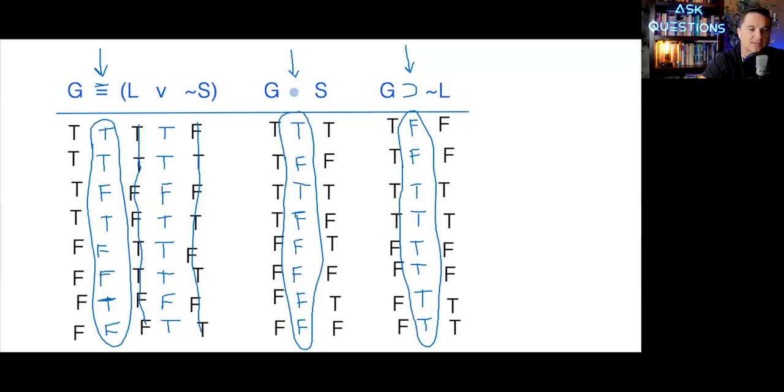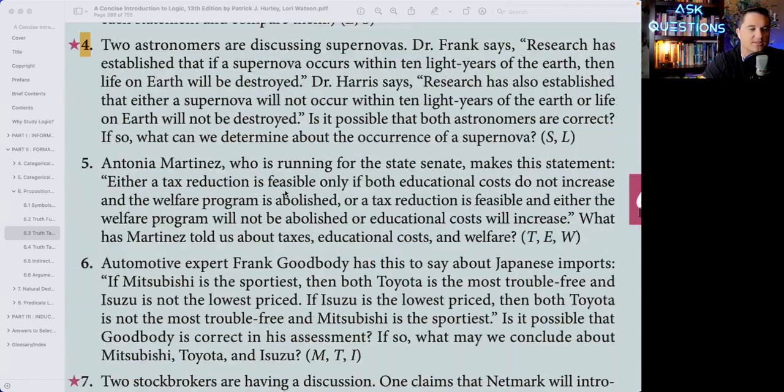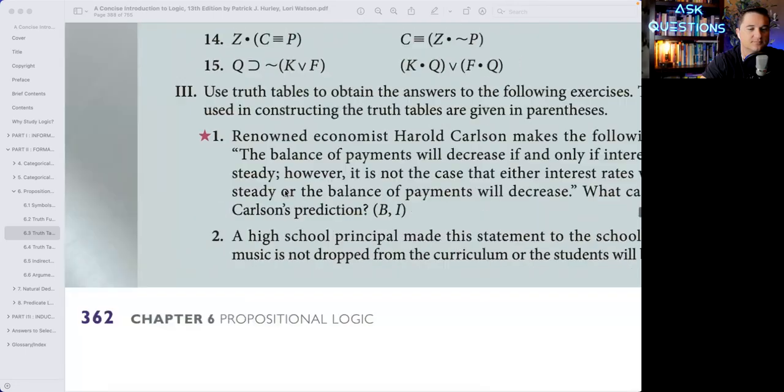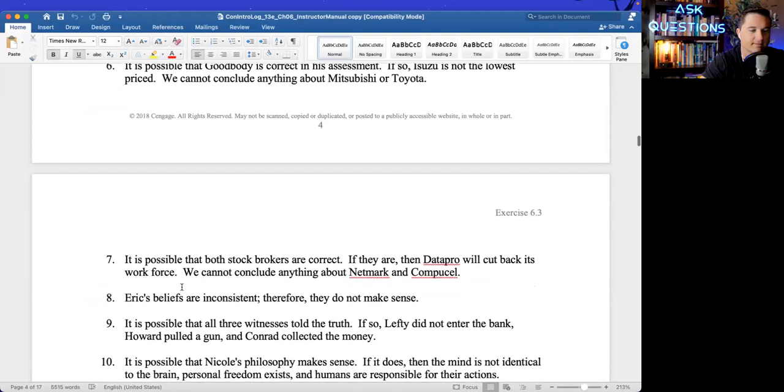So that's good. Let's do new share. I want to share my desktop. So Eric here, is it possible that Eric's beliefs make sense? No. So that was 8 of 633, I think. Eric's beliefs are inconsistent. Therefore, they do not make sense.